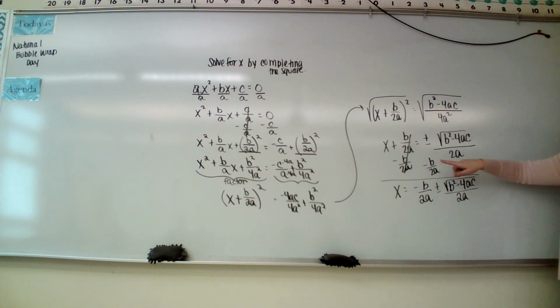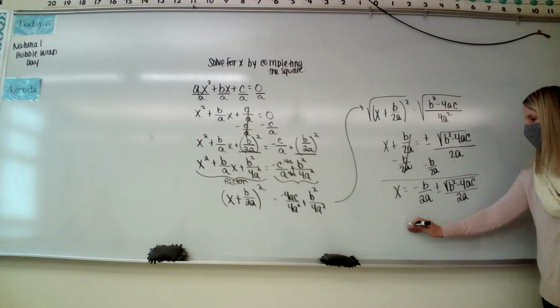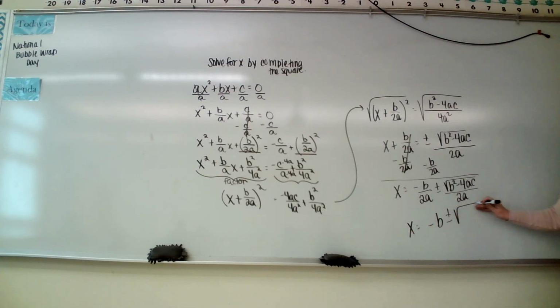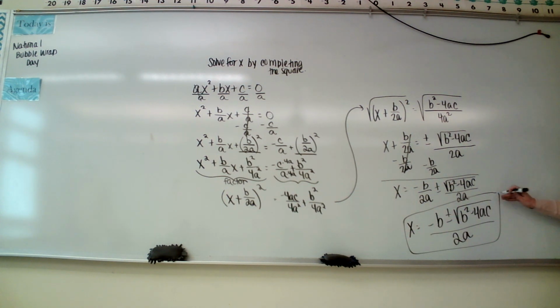And then from here, I'm just trying to get x by itself, so I'm moving that b over 2a by subtracting it. And then magically, since these are like denominators, you can write it as one big old fraction: negative b plus or minus the square root of b squared minus 4ac, with the whole thing over 2a. And that, my friends, is the quadratic formula.